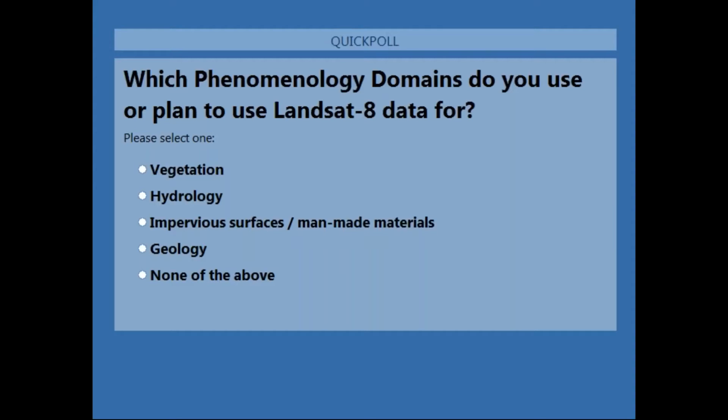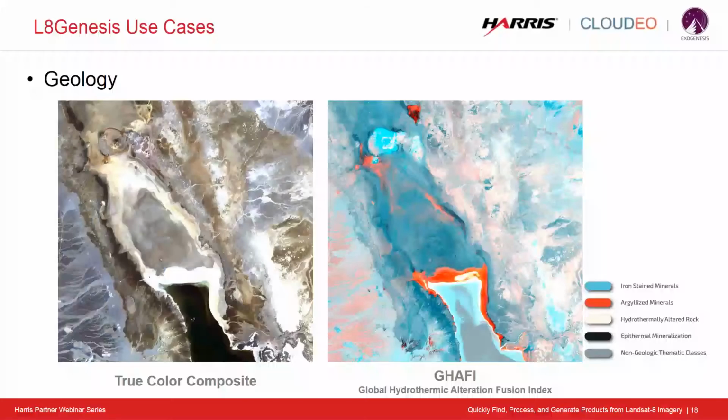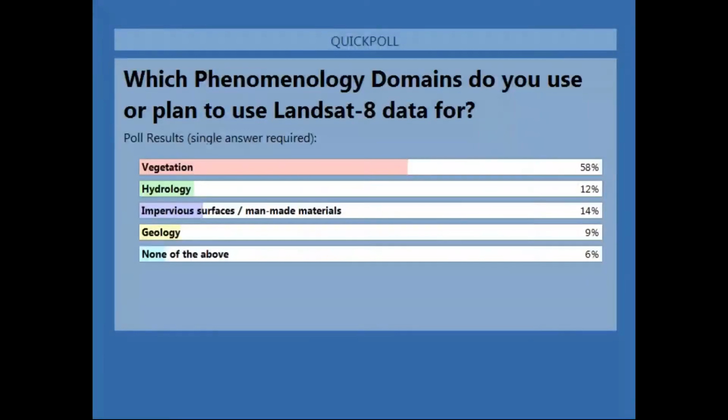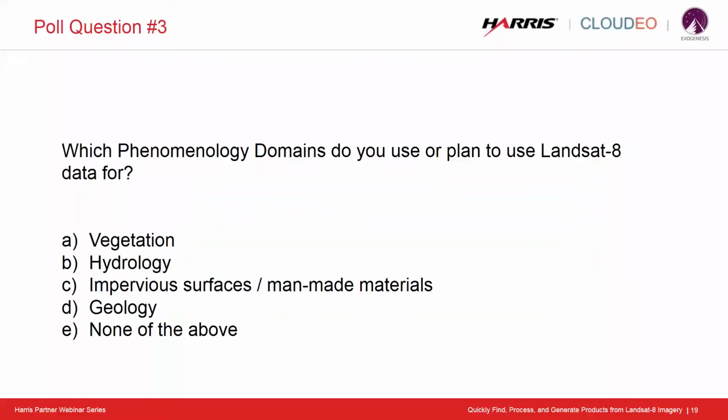We're seeing a strong indication of vegetation coming up. We'll get ready to close the poll, and the answers should be coming up for you, Tim. Thank you, Nigel. Yeah, it looks like the majority of our users are going to be interested in vegetation, but there's still a pretty significant interest in hydrology, impervious surface, and geology. So yeah, I think the L8Genesis toolkit is going to provide a pretty wide range of phenomenology products for you.